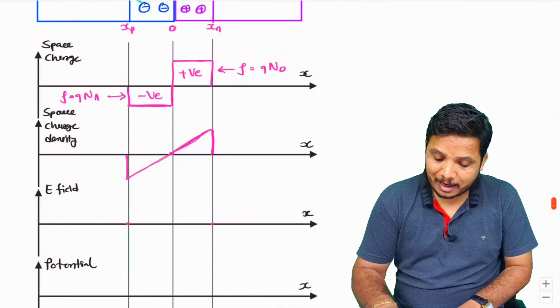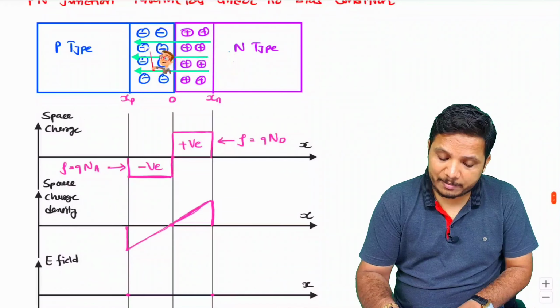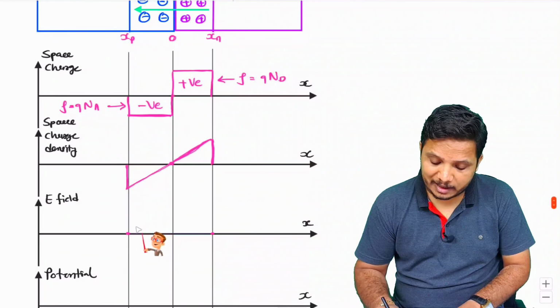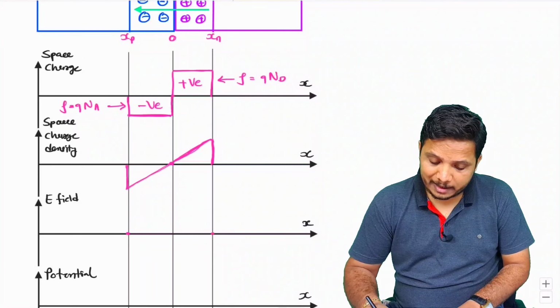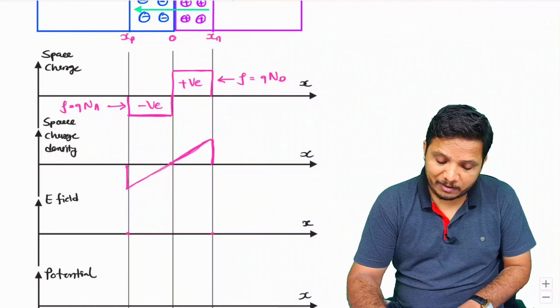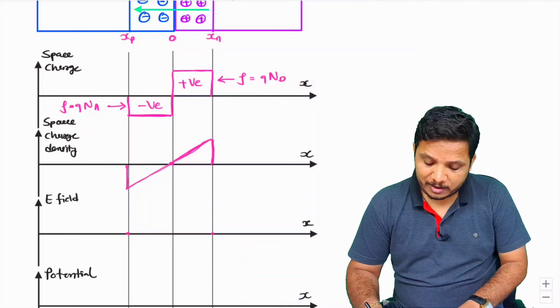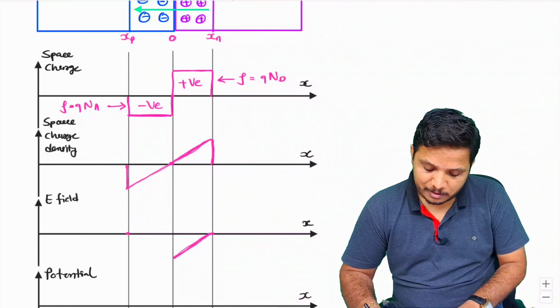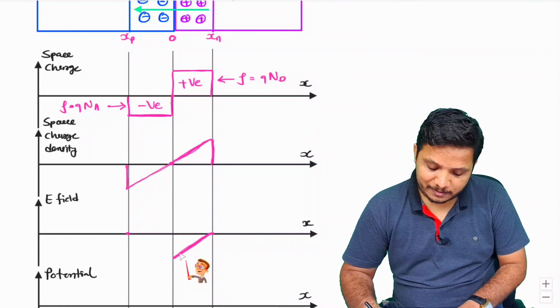Right. Now you see the electric field is happening in this direction, so obviously in this direction the electric field is negative. Right. Now because of the positive ions, the electric field will happen and it will be like this, right? It will be like this.